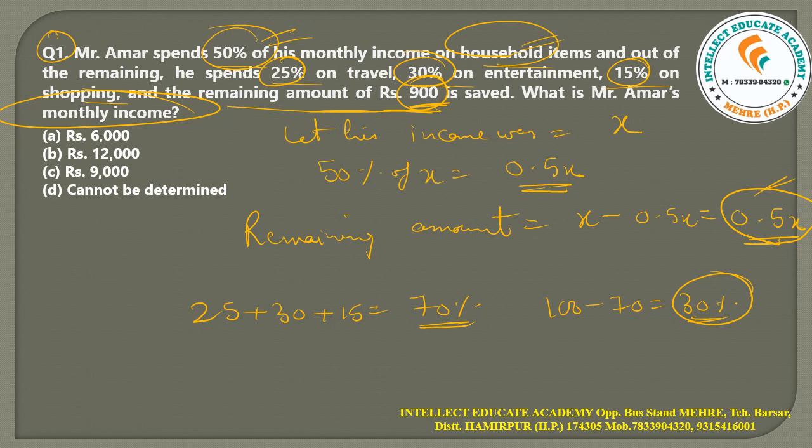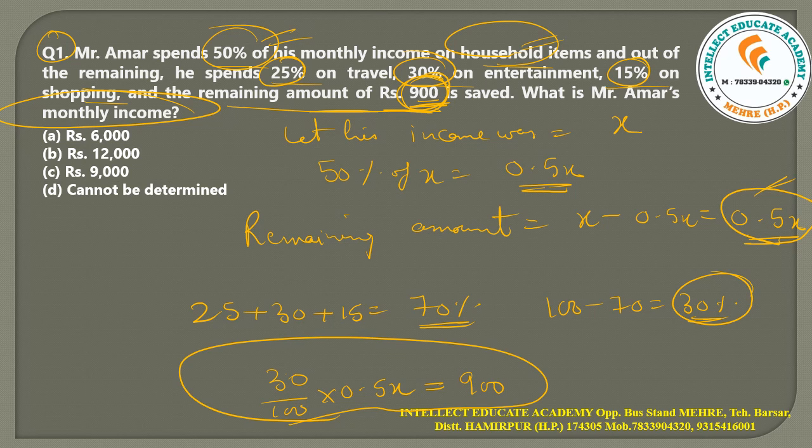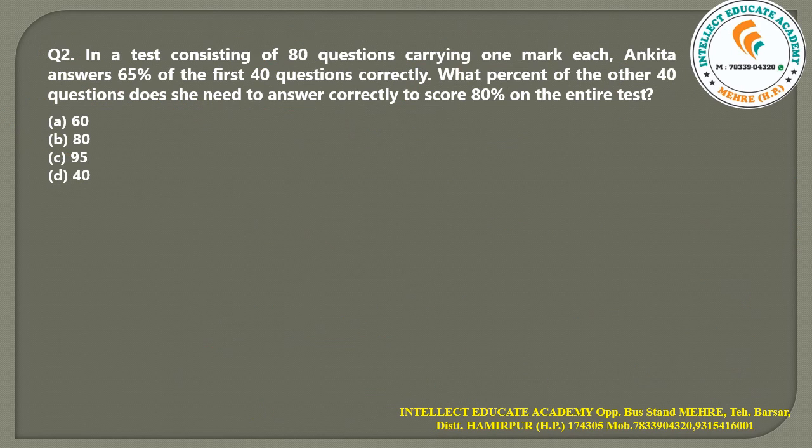So 30% of 0.5x is what he has left, and that is equal to 900, because this is what he has saved. And if we calculate, then the value of x comes to be 6,000 rupees. So the monthly income that he had was 6,000 rupees. Let's move to the next question.